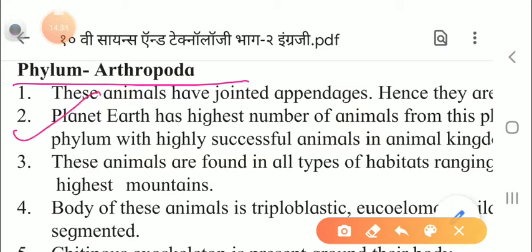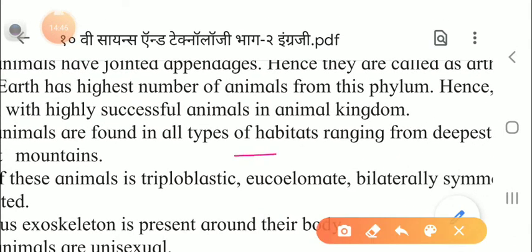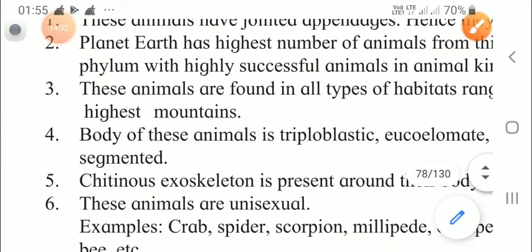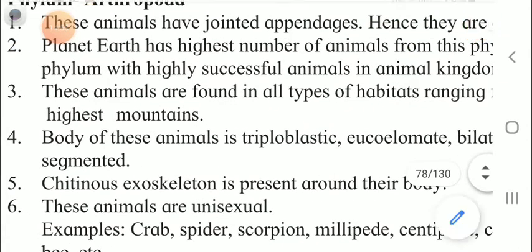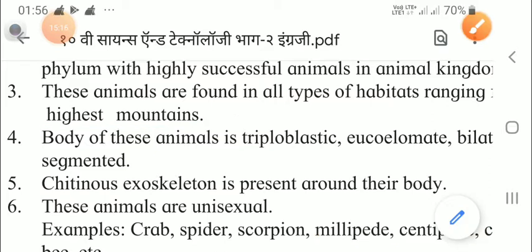Third point, these animals are found in all types of habitat, ranging from the deepest ocean to the highest mountain. Now, what is the next point, children? The body of these animals is triploblastic. Triploblastic means made up of three layers. Eucoelomate means true cavity is present there, and bilaterally segmented. So these are the characteristics.